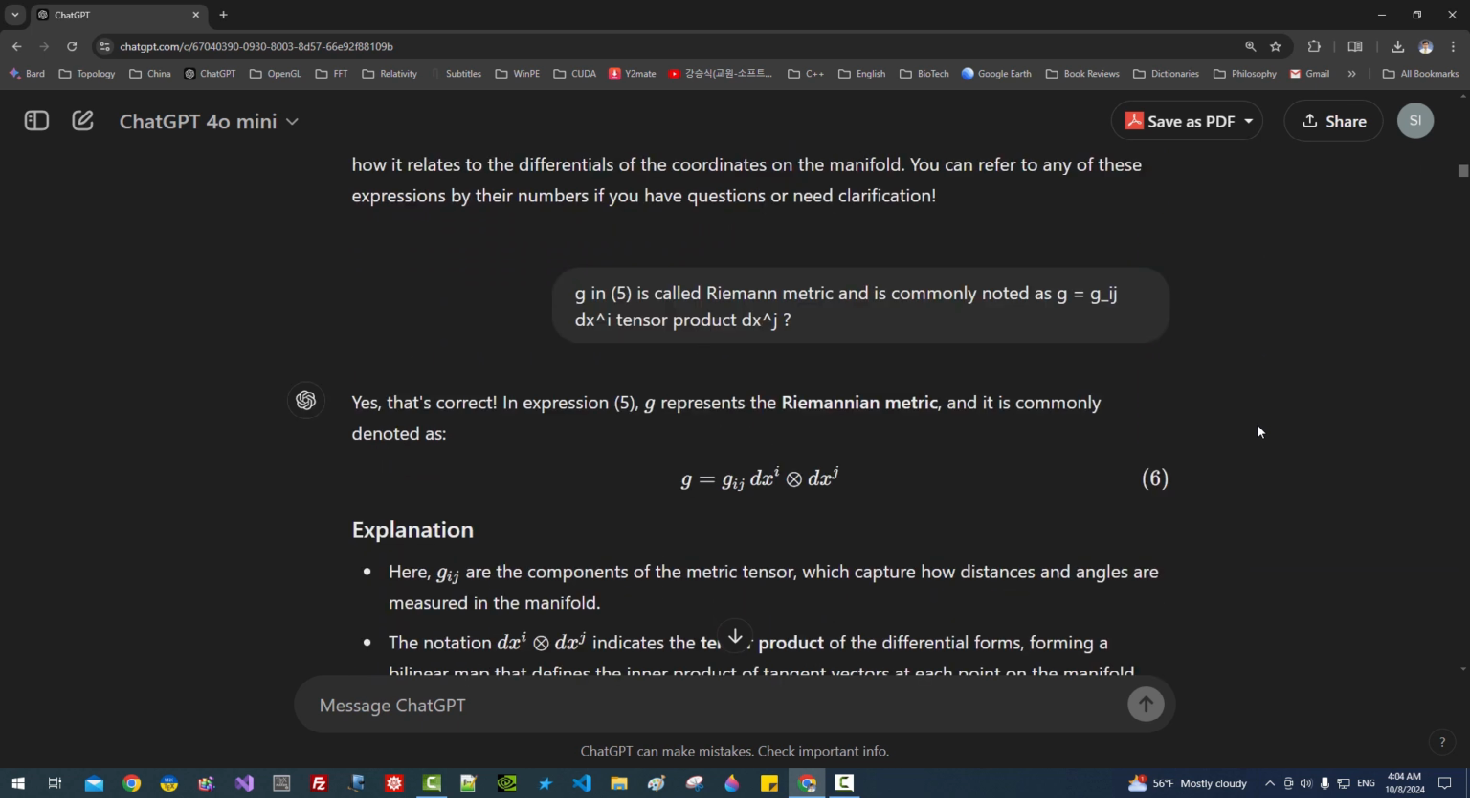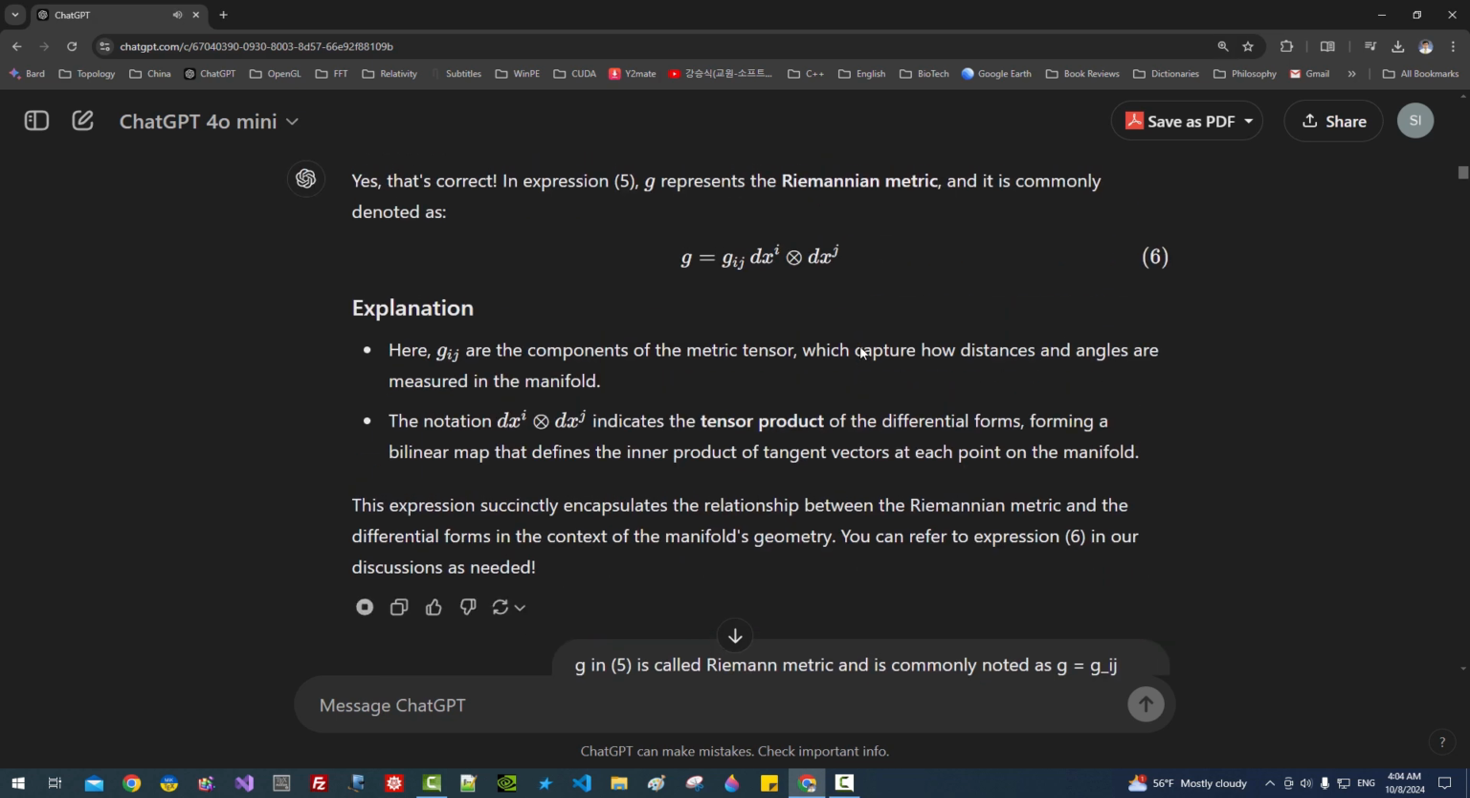This is the same. G in 5 is called the Riemannian metric and is commonly denoted as g equals g_ij dx^i tensor product dx^j. Yes, that's correct. In expression 5, g represents the Riemannian metric, and it is commonly denoted as g equals g_ij dx^i ⊗ dx^j, tag 6.